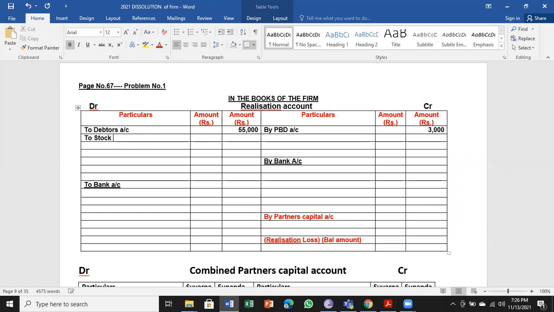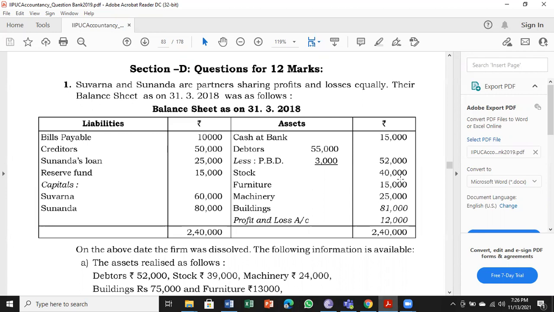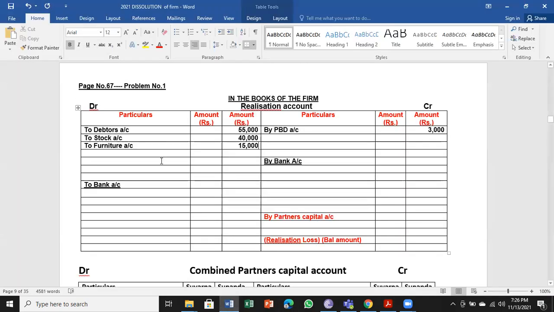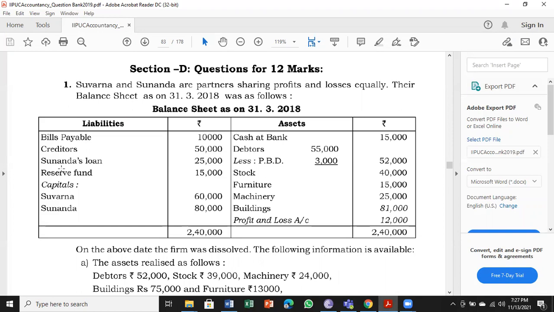Next, stock and furniture to the debit side. Stock 40,000, furniture 50,000. So 40 and 15. Next, machinery and building 25,000 and 81,000. Machinery and building. 25,000 and 81,000. So we have taken all realizable assets, 5 realizable assets to the debit side, and we'll move on to the liabilities side.